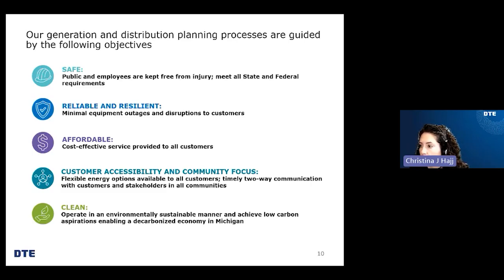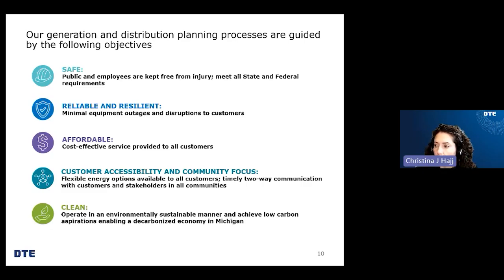Safety. Safety is a top priority for DTE. Our objective is to build, operate, and maintain our fleet in a manner that ensures the safety of the public and our workforce and meets all state and federal requirements. Reliable and resilient. Having a power grid that is both reliable and resilient with minimal equipment outages and disruptions to our customers. Affordable. Providing efficient and cost-effective service for our customers.